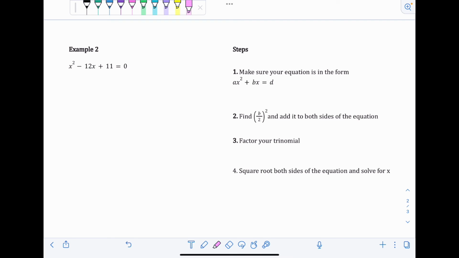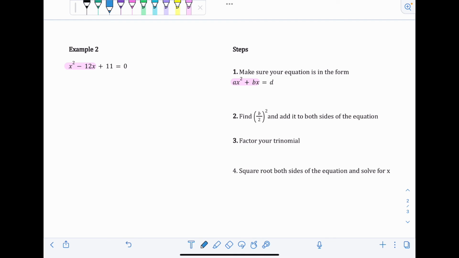Step 1 is make sure your equation is in the form ax squared plus bx equals d, which means that I just want these two terms on the side, the one that has the x squared and the x, and I want the constant on the other side. Notice that in this one, they used the constant equals d instead of c. It's all the same meaning, it's just a letter without a variable attached to it.